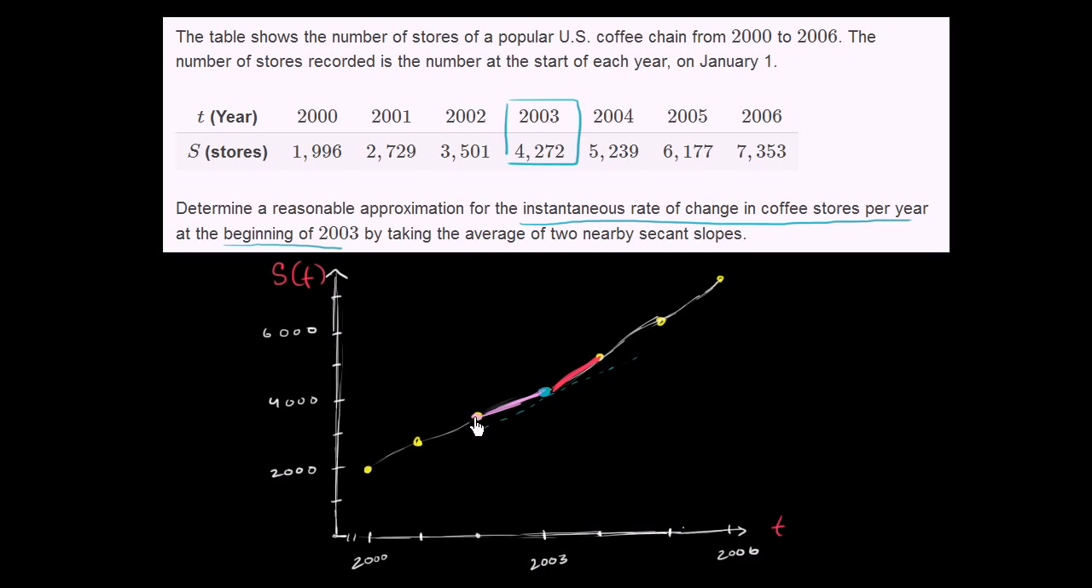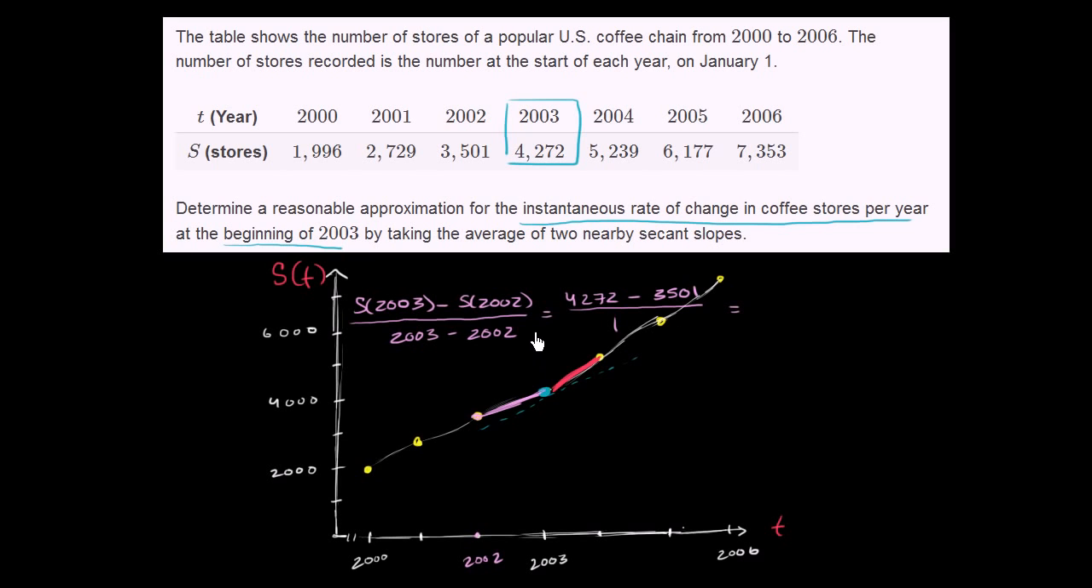So the slope of this pink secant line as we go from 2002 to 2003, that's going to be the number of stores in 2003 minus the number of stores in 2002. So that's the change in our number of stores over the change in years, or the change in time. So this is going to be 2003 minus 2002. And so what is this going to be equal to? In 2003, we have 4,272 stores. In 2002, we have 3,501. It's going to be that over, well, the denominator is just 1.